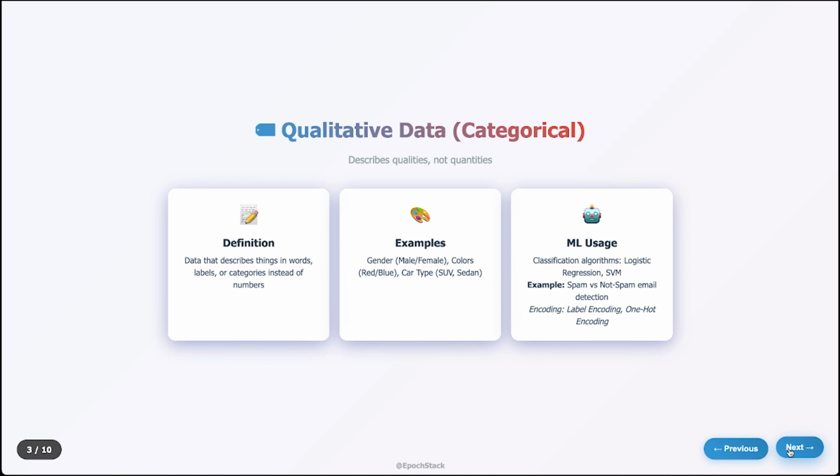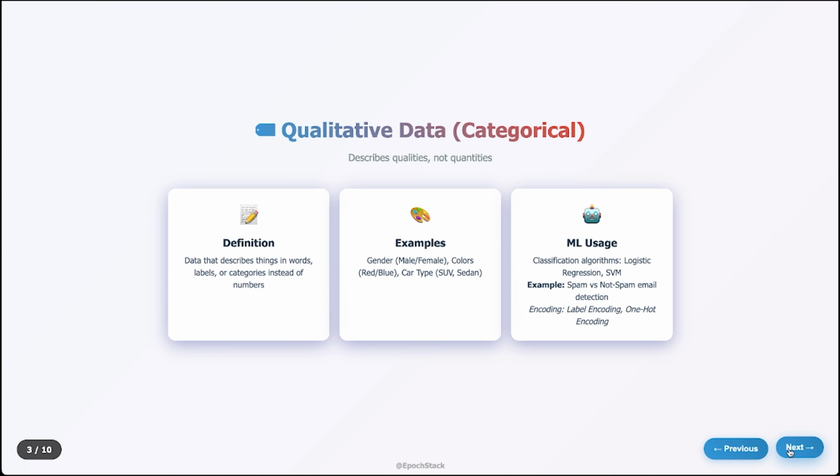So now coming to what is qualitative data. It is categorical data that describes things in words, labels or categories instead of numbers. For example, gender, which can be male or female, then color. The colors can be red, blue, orange, black, white or any color. Then, for example, a category for the car type. It can be SUV, sedan or hatchback.